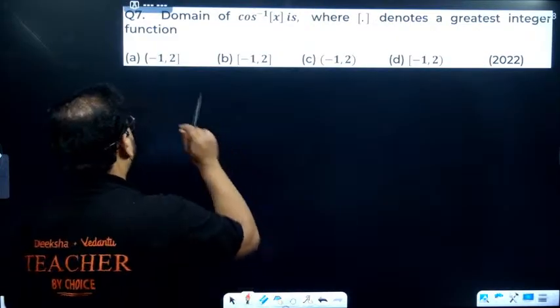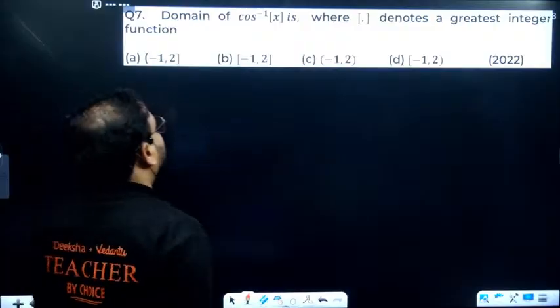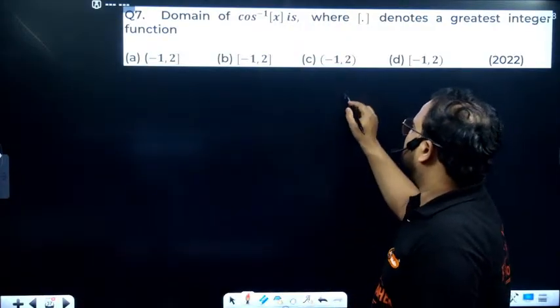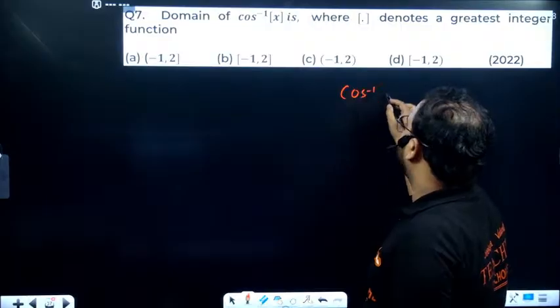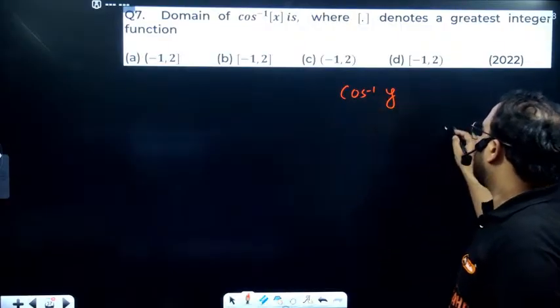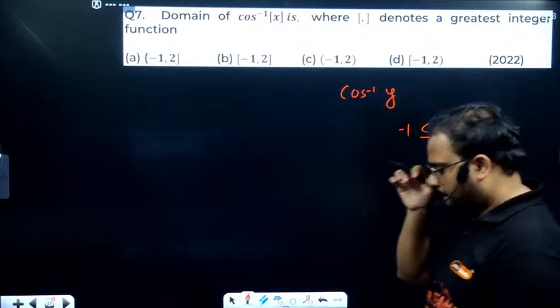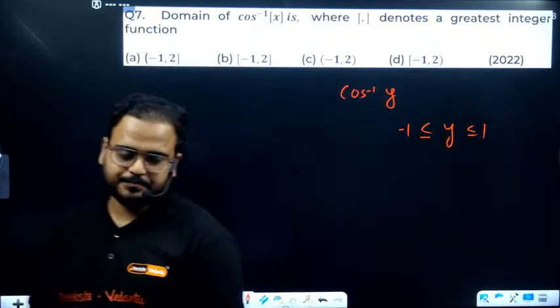Seventh one. Domain of cos inverse of GI of x. So if I write here just cos inverse of y, what does it mean? Y should be between minus 1 and 1.